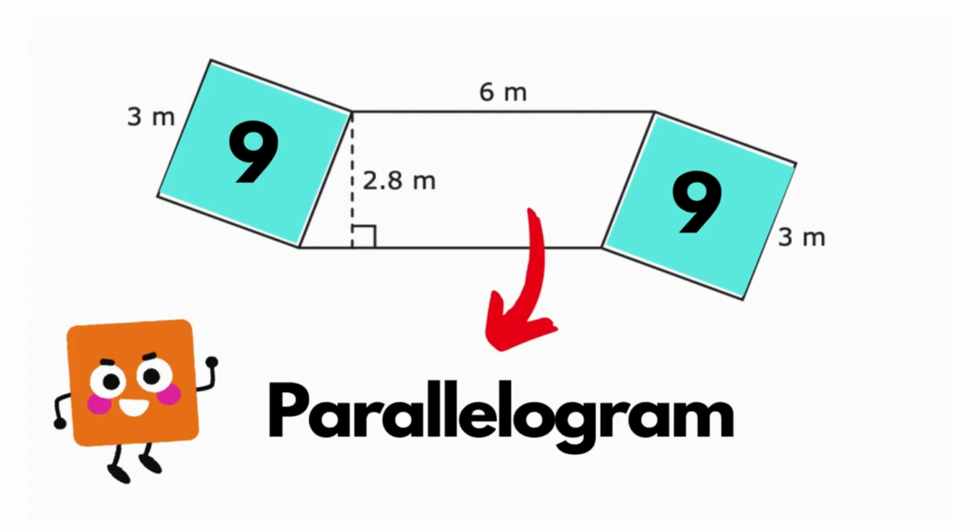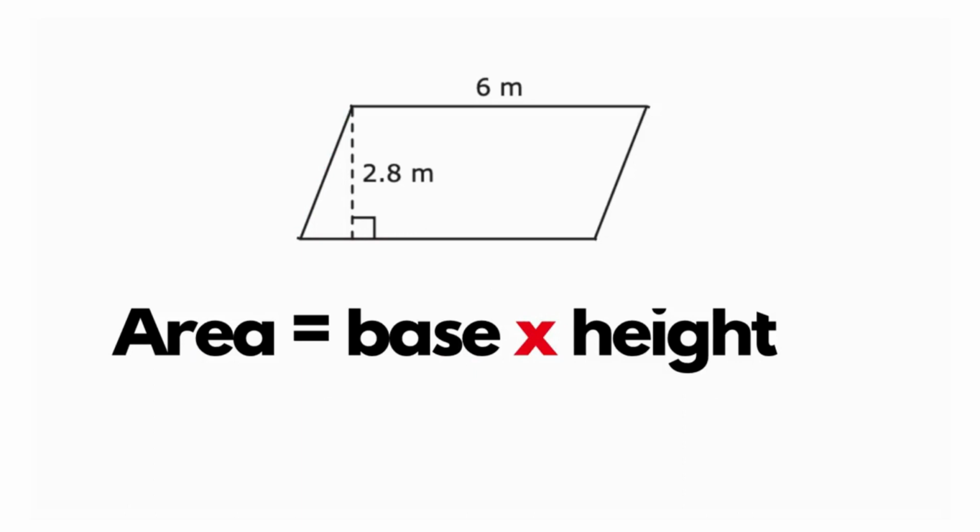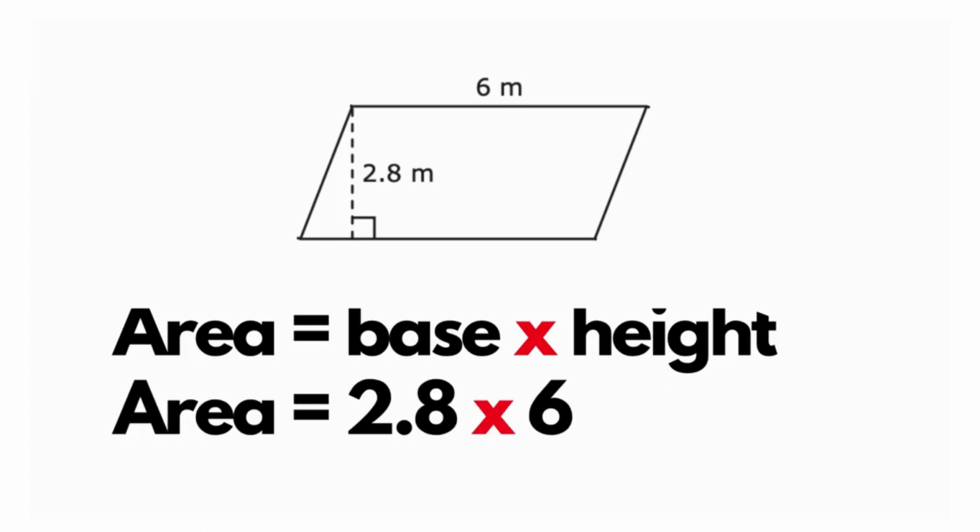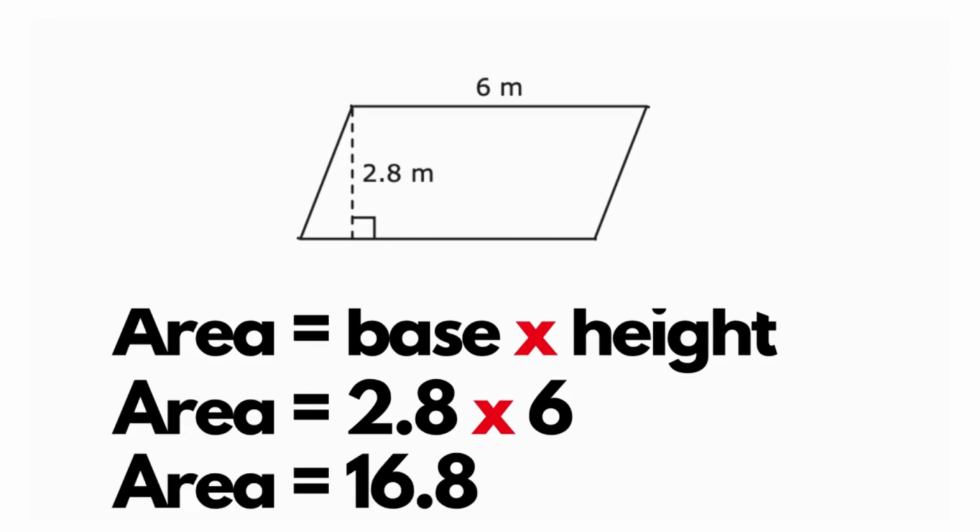Now, our last shape in here is a parallelogram here in the center. Our formula for area of a parallelogram is base times height. Both of those values are already in the shape. So we have 6 times 2.8. We multiply that out. We get 16.8.